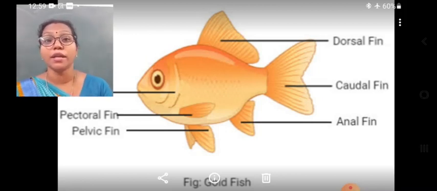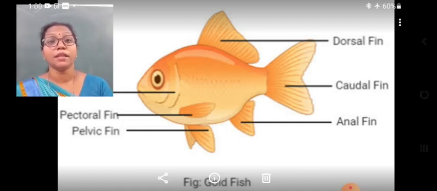They are aquatic animals and breathe with the help of gills. They breathe in the dissolved oxygen present in water. Now students, the organs of movement present in the fish are the fins. We can say that in the fish, their limbs are modified into fins. There are pectoral fins, pelvic fins, dorsal fin, caudal fin and anal fins present in a fish.